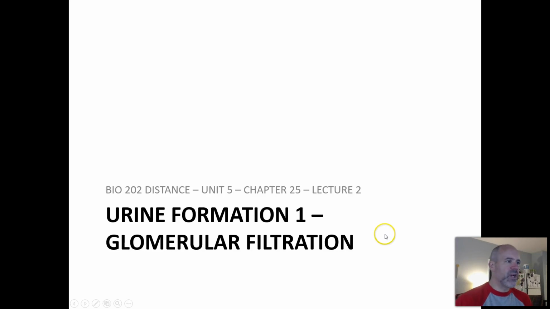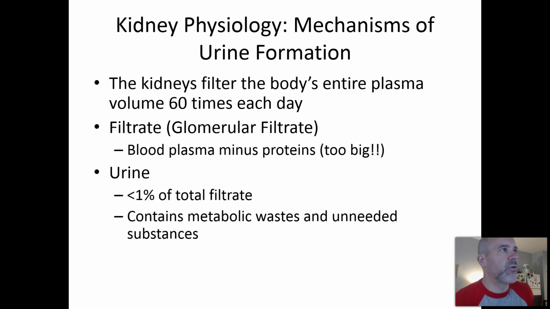Lecture number 2 for chapter 25, we're going to start talking about the process of urine formation. And this occurs in the little structures, the little blood vessels where filtration of the blood actually occurs, called glomeruli. Glomerulus is the single form of that word, and this process of filtering the blood and beginning the process of creating urine is called glomerular filtration.